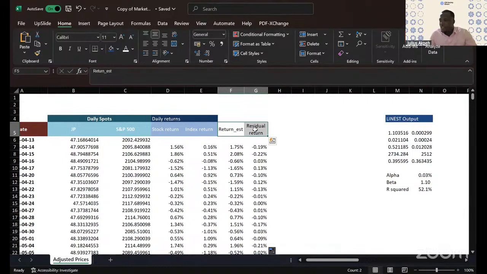Now, we have the residual returns here. With the residual returns here, I want to show you one powerful assumption made by the linear regression model. I want to show it to you.